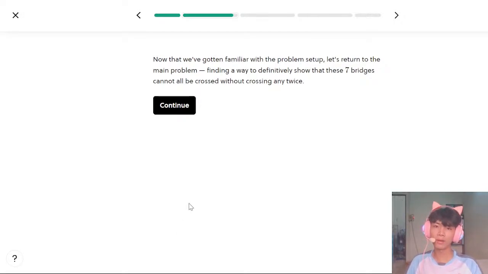Now that we've gotten familiar with the problem's setup, let's turn to the main problem, finding a way to definitively show that these 7 bridges cannot all be crossed without crossing any twice.